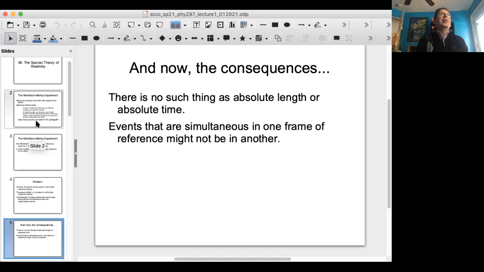Special relativity works under the special case where v is constant. There are no accelerated motions involved; acceleration comes into play with general relativity. You get some consequences: no absolute length, no absolute time. Events that are simultaneous in one frame of reference might not be in a different frame of reference.